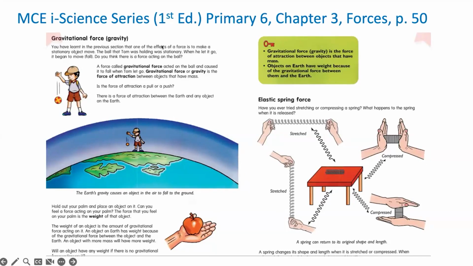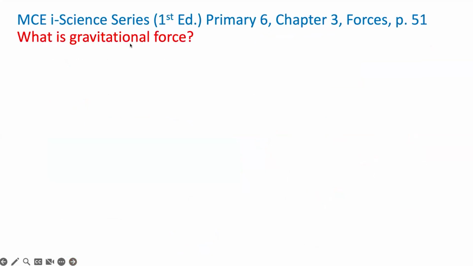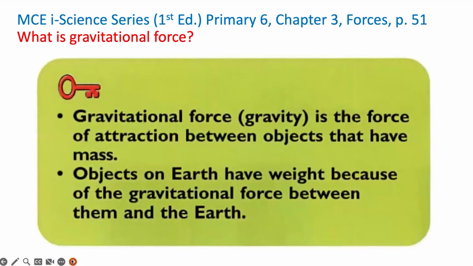And notice the book feature. Notice that there is a box with a key, and that means the key idea. So what is a gravitational force? This is the one. You can see the book feature is there. So this is what we want our students to take away. This is the conceptual understanding: that gravitational force or gravity is a force of attraction between objects that have mass. So an object has mass, and this is the attraction of the object by Earth.